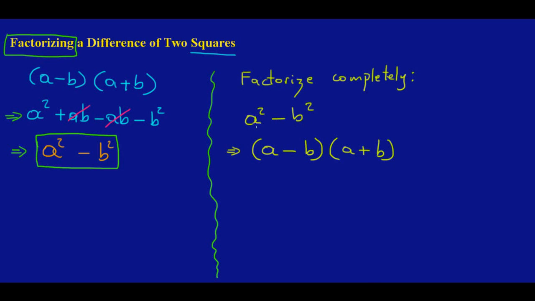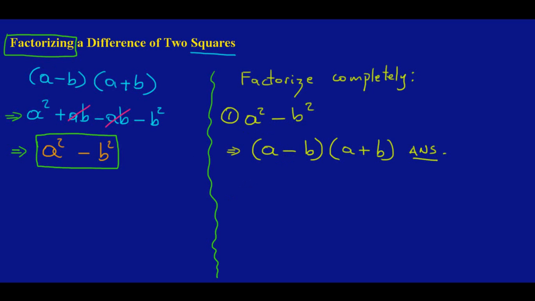So when asked to factorize a difference of two squares, we would get back our brackets. Same thing in both, but the only difference is that in one bracket you have a negative sign and in the other there is a positive sign. So that would be my answer. Okay, so that's example number 1.